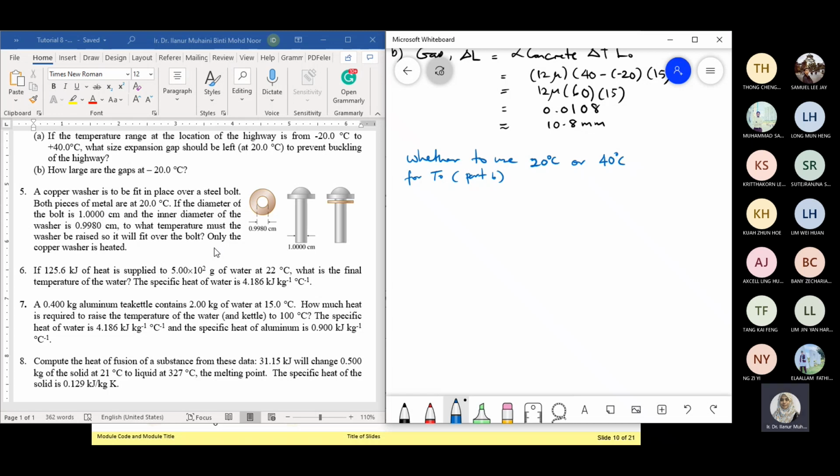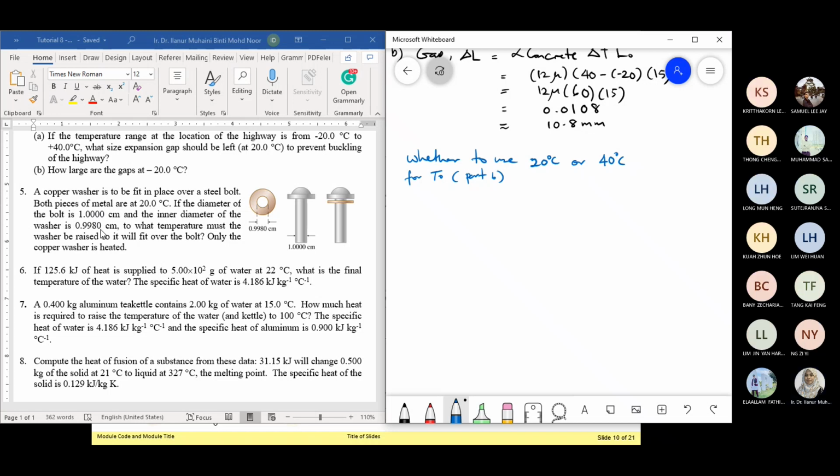If the diameter of the bolt is 1 centimeter, later you will ask me why there are many zeros here, because we want to standardize with the other one. In the question, we must standardize: if one uses 4 decimal points, the other one also must use. So even though this one is just 1 cm, we must type with 4 decimal points to be standardized with the other cm. Same like temperature also. If one is 20.05, so 2 decimal points, the other one also must have 2 decimal points.